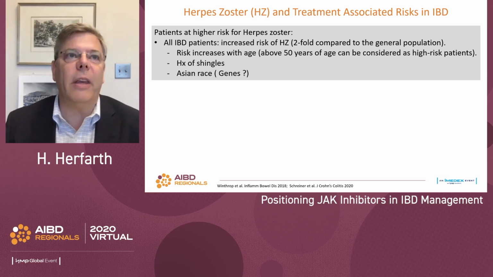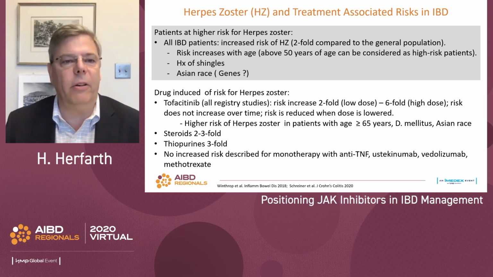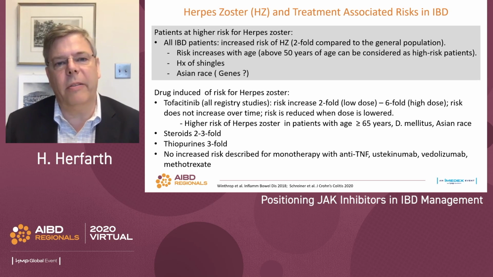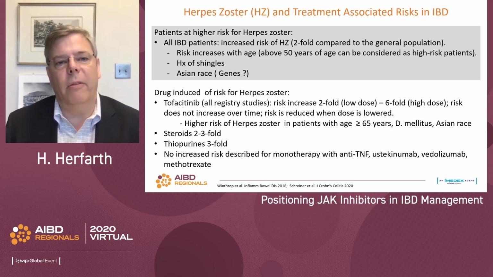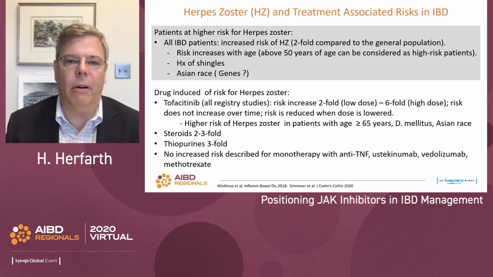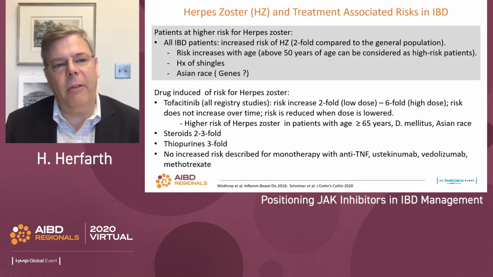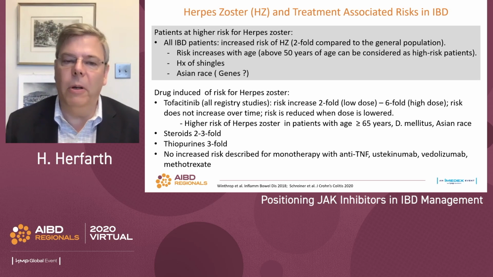Now you have to see the occurrence of zoster with tofacitinib in context with other drugs. If you look at tofacitinib in all registry studies, the risk was twofold increased for the low dose and sixfold increased for the high dose. The risk did not increase over time, and the risk is reduced when the dose was lowered from 10 to 5 milligram BID. There was a higher risk of zoster in patients who were older than 65 years, if they had diabetes, or if they were of Asian race.